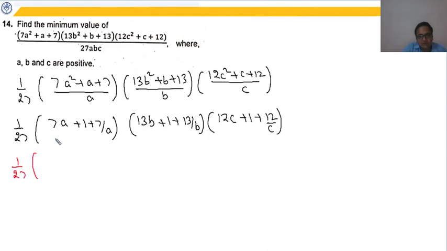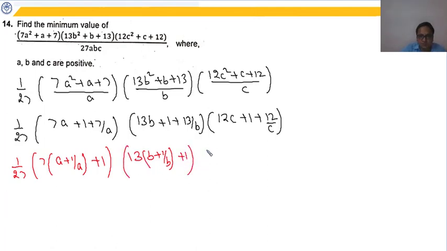1 by 27, we club the first and the second term. We take 7 as common. So it's a plus 1 by a plus 1. In this we club the first and the third part, take 13 as common. So b plus 1 by b plus 1. Then we take from the first and the third part of the bracket 12 as common, c plus 1 by c plus 1. I hope I am clear till now with everyone.